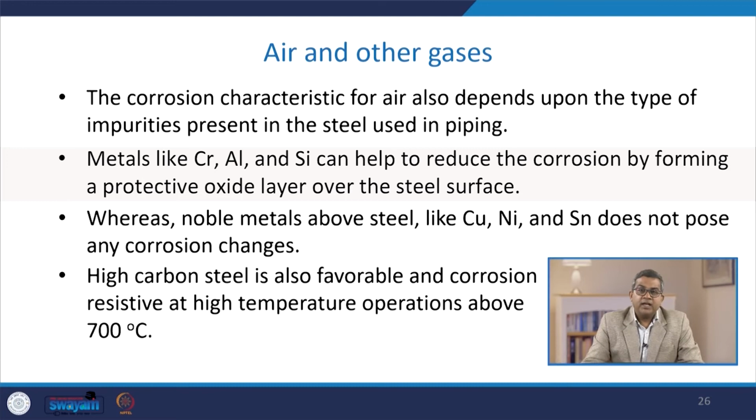The corrosion characteristics for air also depend on the type of impurities present in the steel used in piping. Sometimes metals like chromium and aluminum can help to reduce the corrosion by forming a protective oxide layer over the steel surface. There are certain noble metals above steel, like copper and nickel, that do not pose any corrosion challenges. High carbon steel is also favorable and corrosion resistive at temperature operations of nearly 700 degrees Celsius.